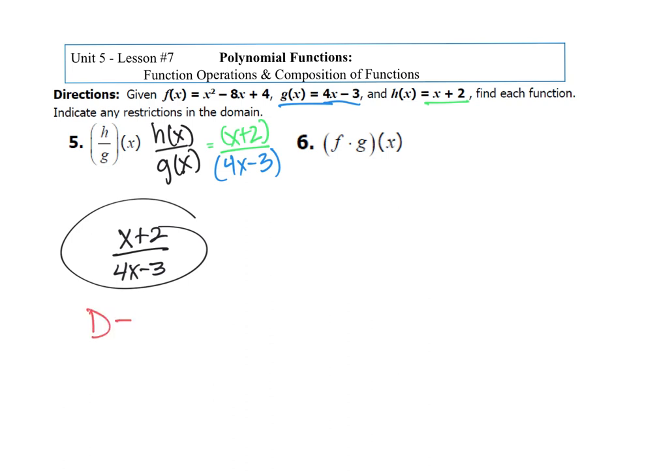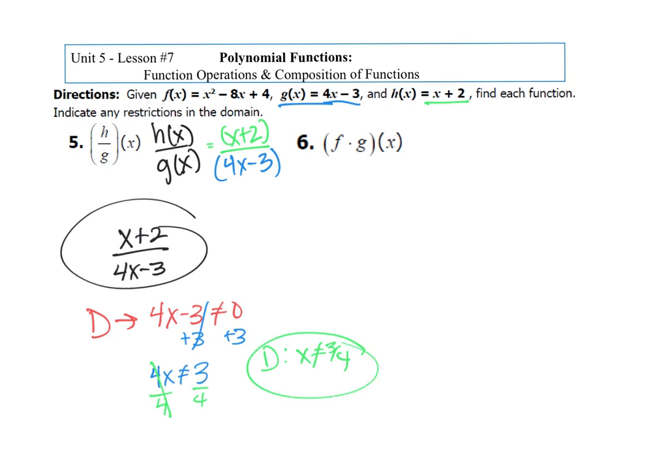Okay, so for our domain, we're going to say that the denominator, 4x minus 3, cannot equal 0. So what was the x value that would make this 0? Well, let's solve for x. We add 3 to both sides. So we're saying 4x cannot equal 3. And then we divide by 4. So that means our domain is all x's except that x cannot equal 3/4. Plugging 3/4 into x would make the denominator equal 0. And again, that's bad.